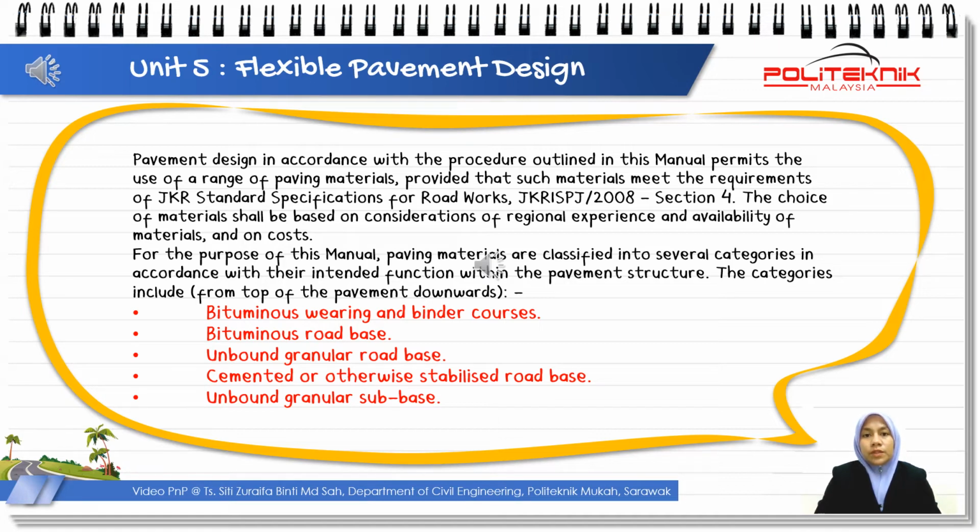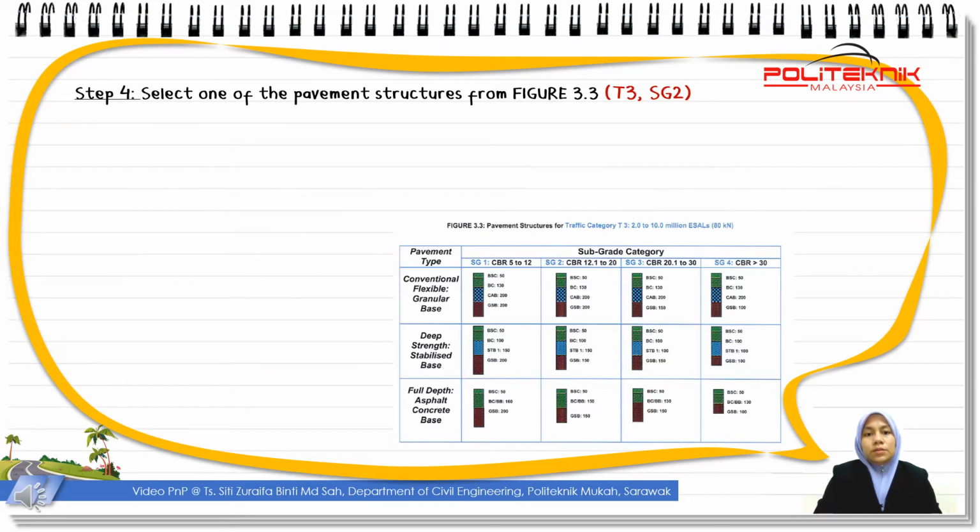For the purpose of this manual, paving materials are classified into several categories in accordance with their intended function within the pavement structure. The categories include, from top of the pavement downward: first, bituminous wearing and binder course. Second, bituminous road base. Third, unbound granular road base. Fourth, cemented or otherwise stabilized road base. Lastly, unbound granular subbase.